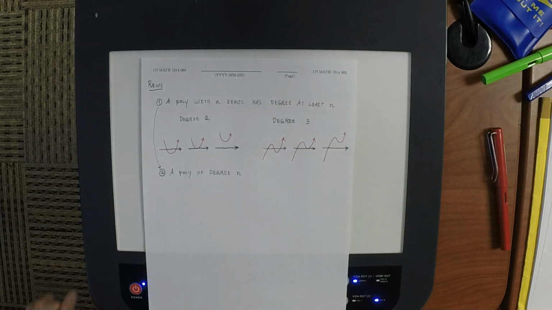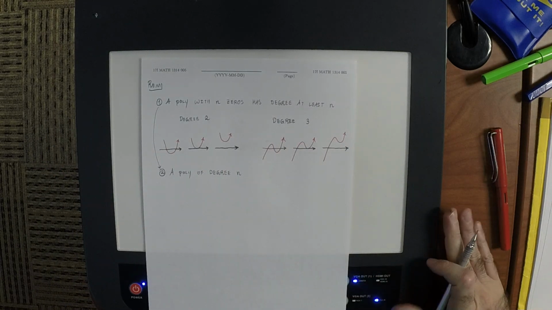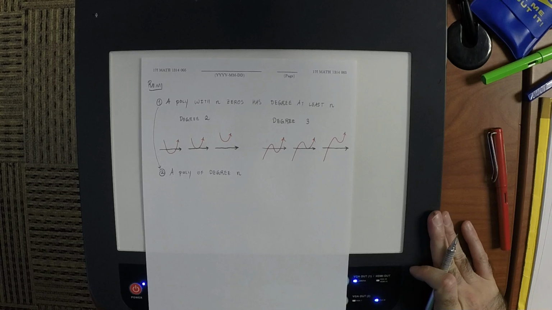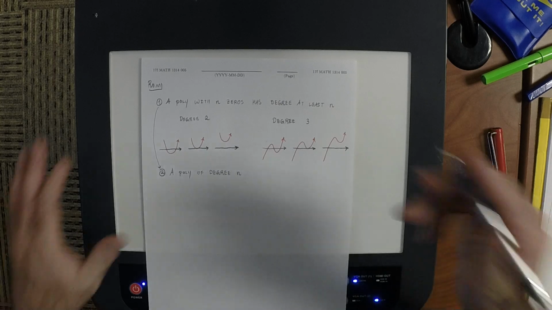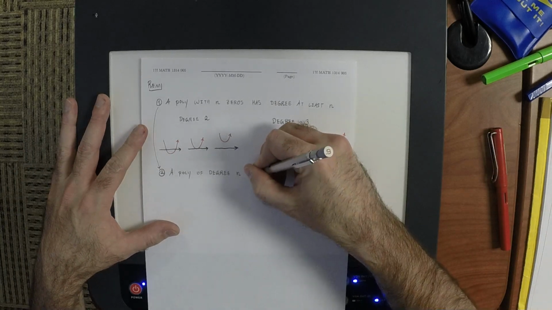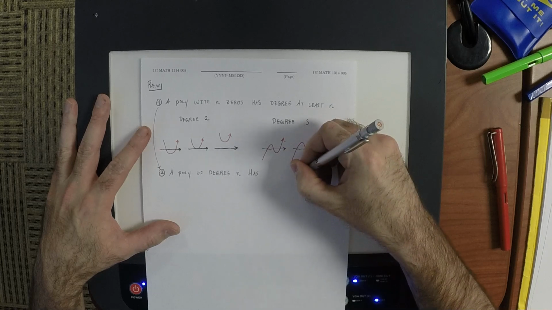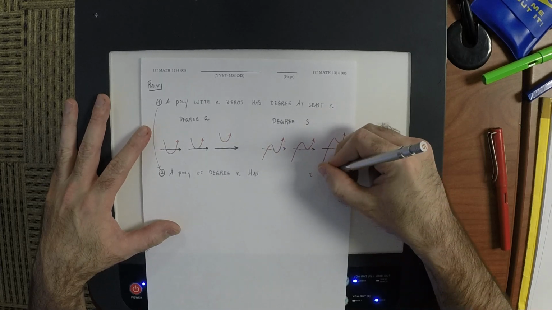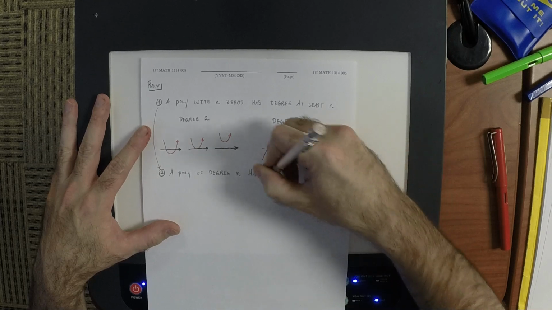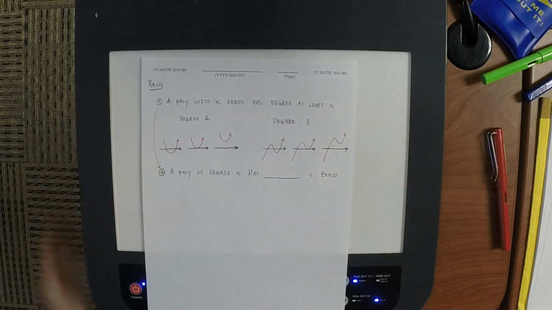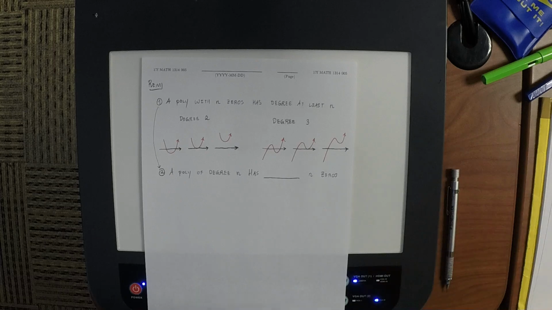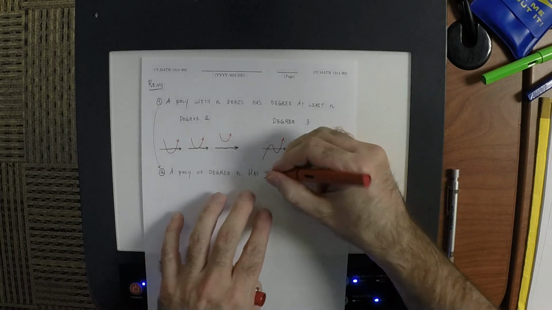And now I want to complete this sentence. N zeros, that's right. Okay, so that's pretty close. Has something n zeros. At most. At most.